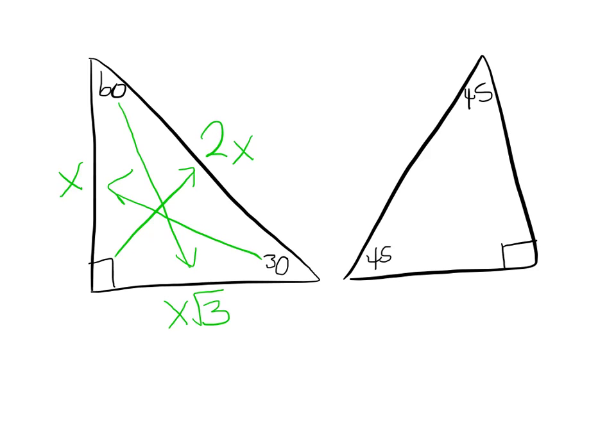For the 45, 45, 90 triangle, we noticed that these two sides were congruent because this was an isosceles triangle. If this side were x, so was this one, and the hypotenuse was that same value with a square root of 2.